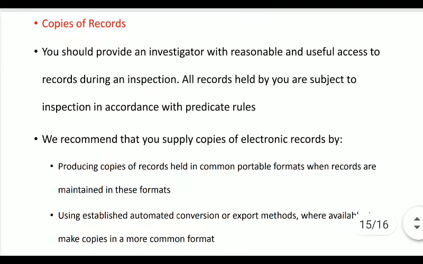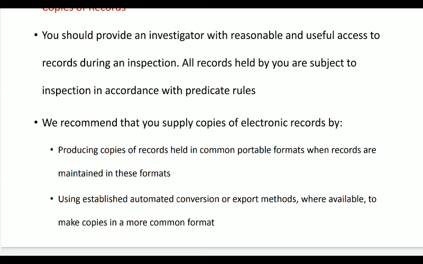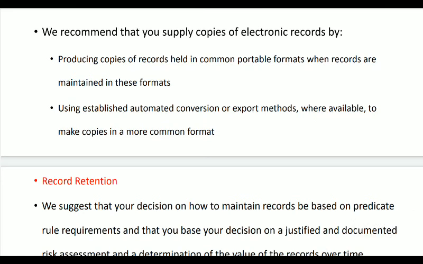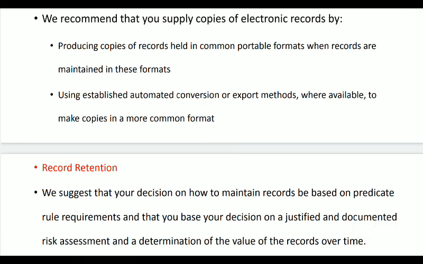The next set of guidelines or instructions are about copies of record. So one should provide an investigator with reasonable and useful access to records during the inspection. All records held by the subject to inspection in accordance with predicate rule. So it says that whenever an inspector is visiting your laboratory, we must provide a record or we must provide data for the inspection. The agency recommends that you supply copies of electronic records by producing copies of records held in common portable format when records are maintained in these formats.